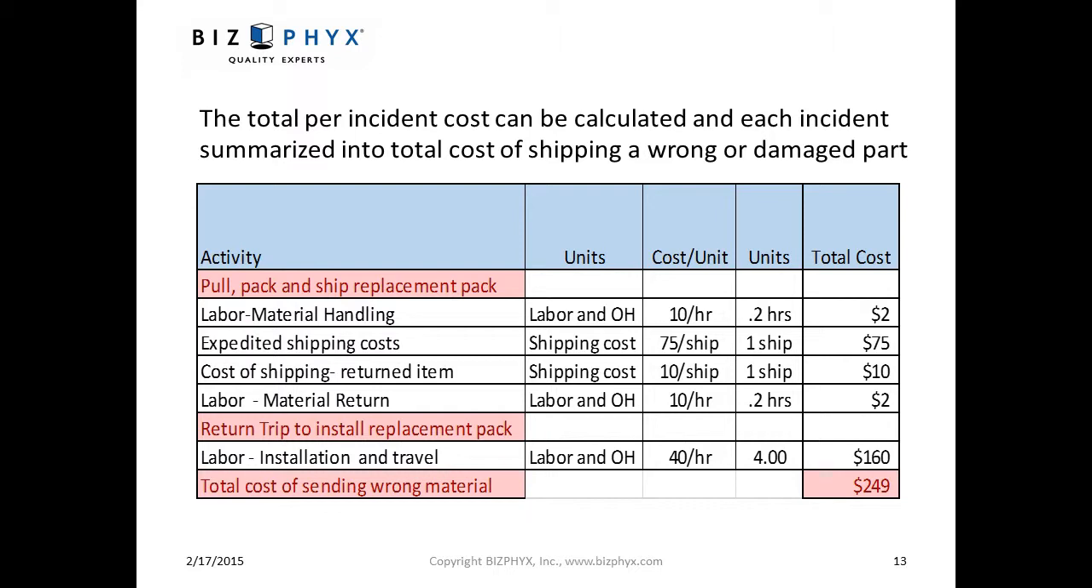For each one of these kinds of costs, we can come up with a cost per unit. We know our labor rates. We know what an expedited shipping cost is using one of the common carriers.